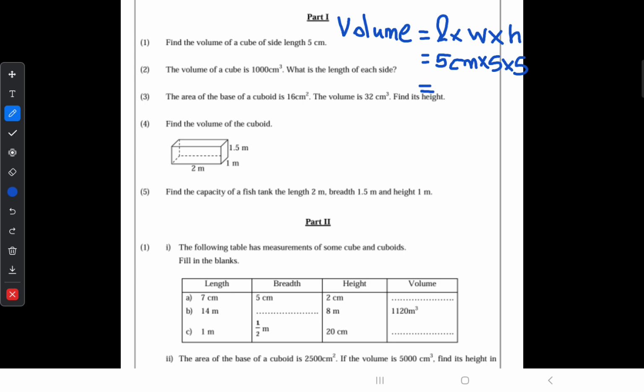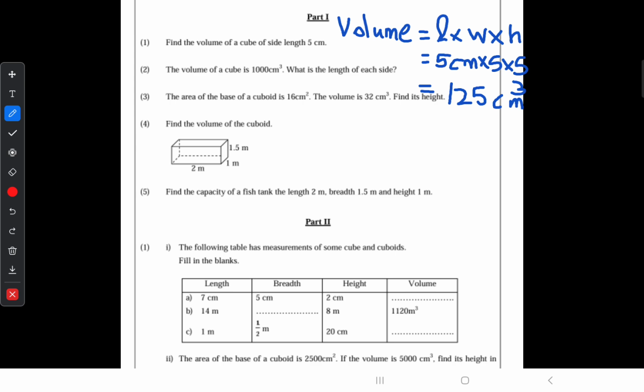So 5 into 5 is 25. 25 times 5 is 125. The unit is more crucial in these cases. There are three times you should multiply the centimeter magnitude, so it should be cubic centimeters, centimeter to the power of 3. Volume is 5 into 5 into 5, that is 125 cubic centimeters.